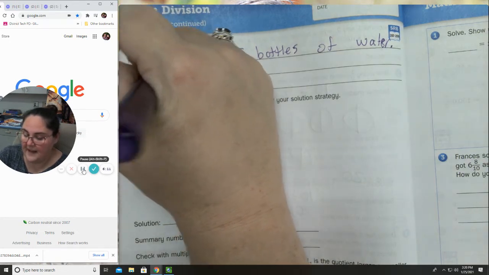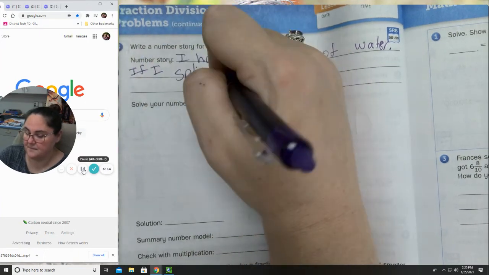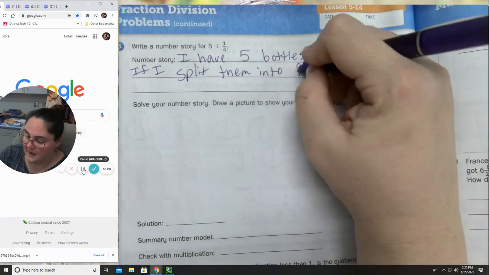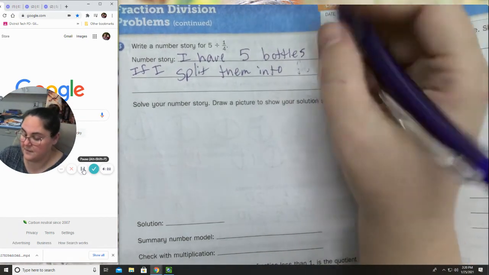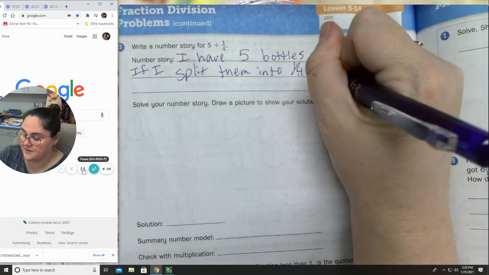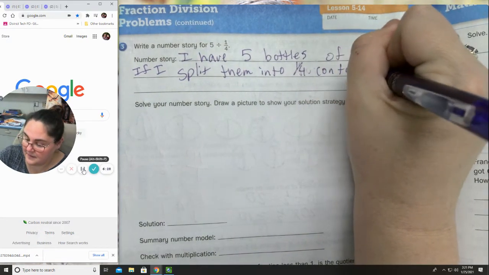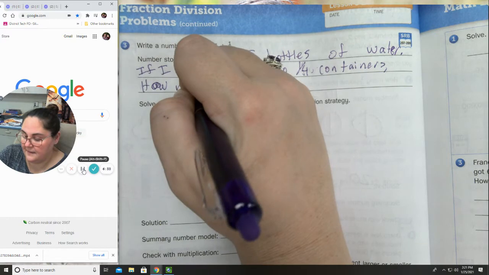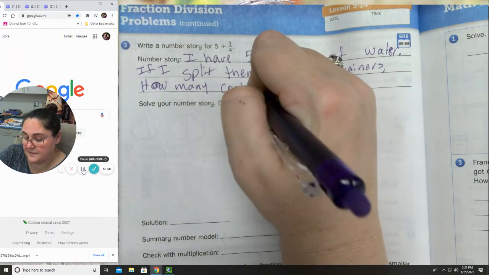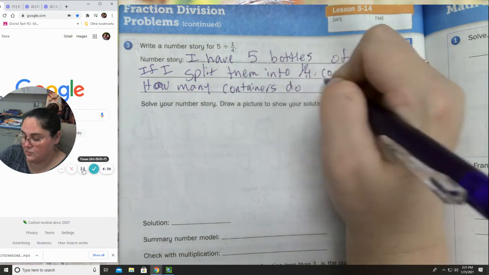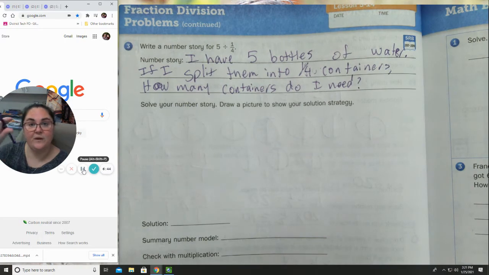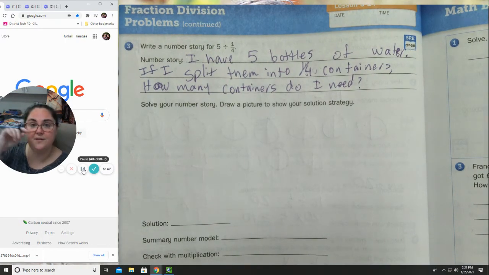If I split them into fourths, into 1/4 containers, how many containers do I need? So 5 bottles of water, and I'm going to separate them into 1/4 of those containers. Each container can only hold 1/4. So how many containers will I need?